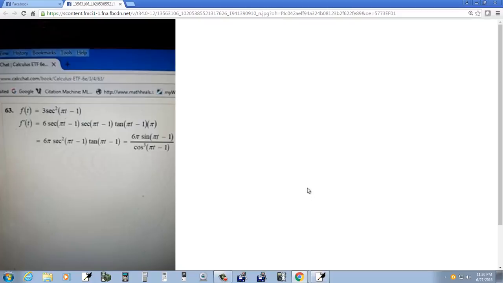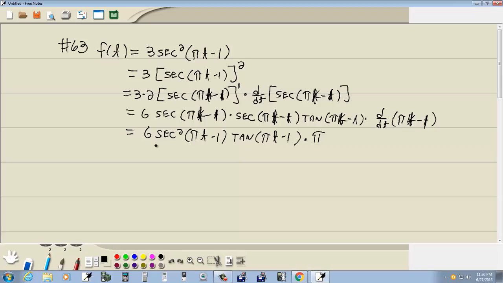Now let's see how they simplify that. Okay, 6 pi secant squared this, and then they rewrite everything in terms of sine and cosine. Secant is 1 over cosine, so we can rewrite the secant squared as 1 over cosine squared pi t minus 1. And tangent is sine over cosine, so we can rewrite that as sine pi t minus 1 over cosine pi t minus 1 times pi.